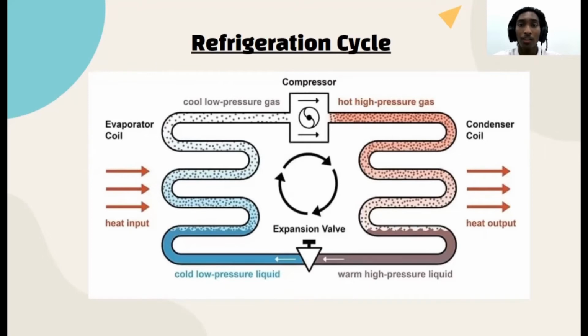And for additional information, the condenser coil will be placed at the back part of the refrigerator. So then the refrigerant will become warm and high pressure liquid. So this refrigerant will flow to the expansion valve again, and these cycles repeat again and again.